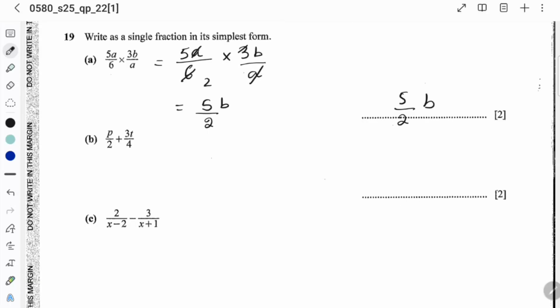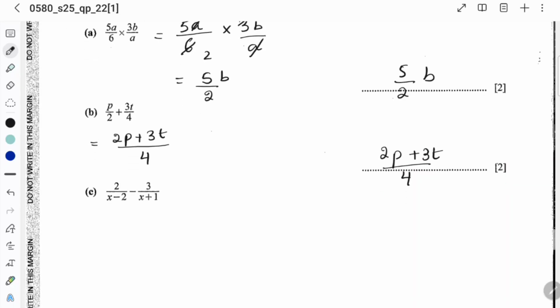Now the next part is p upon 2 plus 3t upon 4. This is also a 2 marks question. We know that the LCM of 4 and 2 is 4. So that is 2p plus 3t upon 4, and we cannot do more. We cannot take anything common, and we cannot even simplify this.